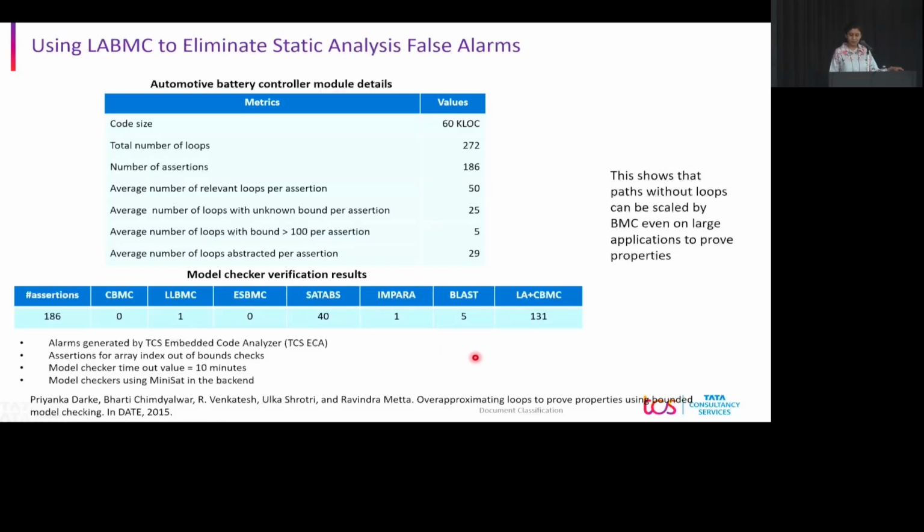And then we tried so many tools on it. We used CBMC. This was, of course, work from 2015. So we used CBMC, LLBMC, and ESBMC. These were 3 state-of-the-art bounded model checkers at that time. We also used SATAbs for predicate abstraction to check how well it scales. Then Impara uses interpolation, and BLAST also uses predicate abstraction. So we used different techniques over these to check how well they perform. And you can clearly see the significant difference and the improvement.